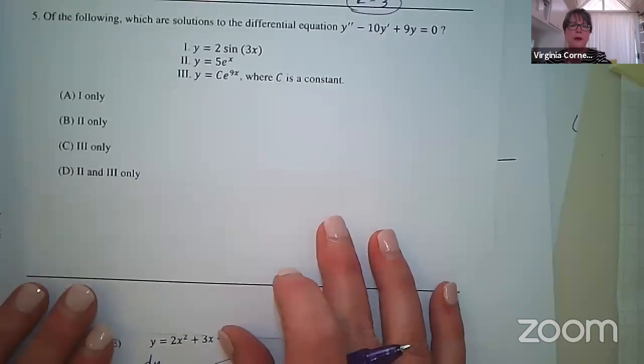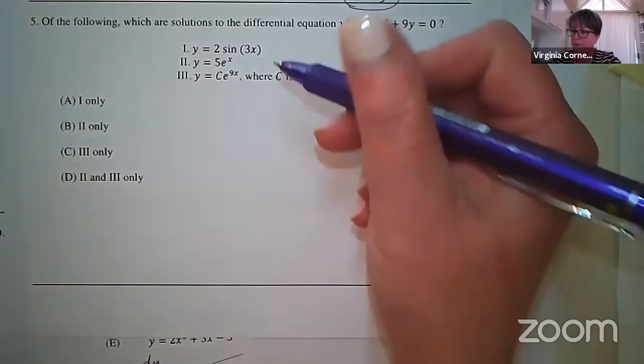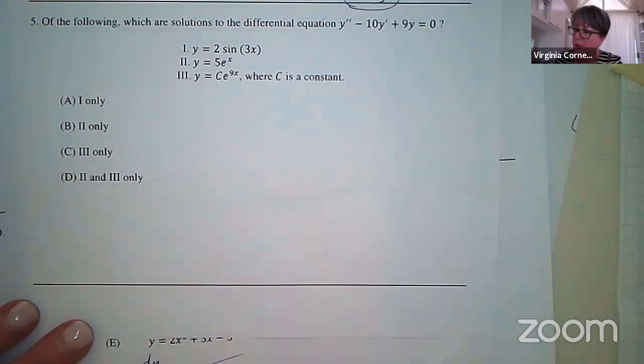Well, this is the one that I wanted to have you guys try as well. It's number 5: of the following, which are solutions to the differential equation y double prime minus 10y prime plus 9y equals 0. And again, as you get more and more experience with this, you look at certain options and say, that's not going to work, it's just not going to cancel out, depending on the nature of the equation you're being presented with.